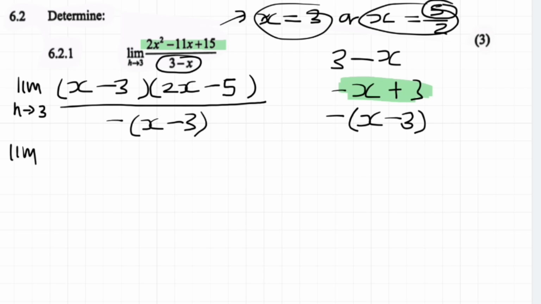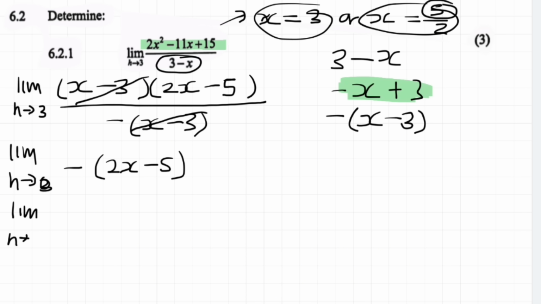And then limit as h approaches 0. And then you can see that this is going to cancel this. We're going to be left with negative 2x minus 5. And this is 3, no? So this is going to be the limit as it approaches 3. So this is going to be negative 2x plus 5, just like that.